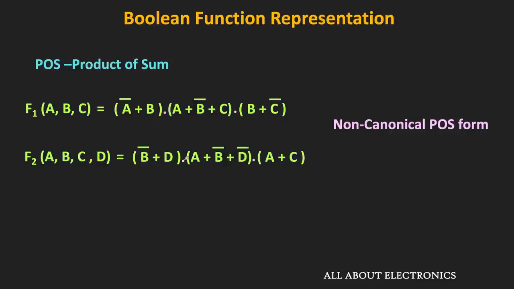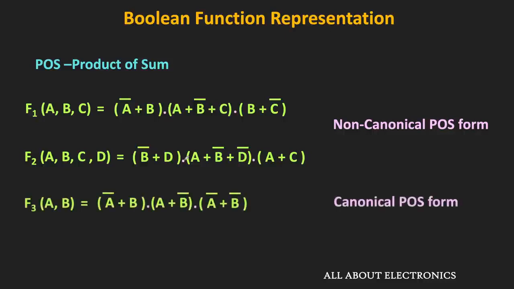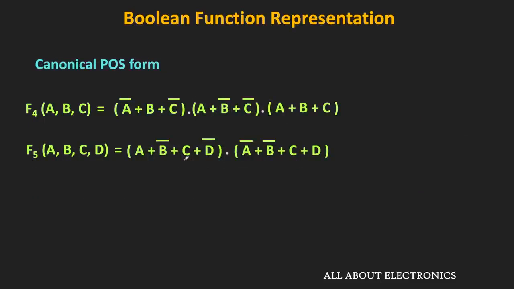On the other hand, in the canonical POS form of expression, each sum term contains all the variables of the function. So if you see this function f3, then it is in the canonical POS form, because here each sum term contains all the variables of the function. So these variables could be in the true form or in the complemented form. Similarly, if you see these functions f4 and f5, then they are also in the canonical POS form.